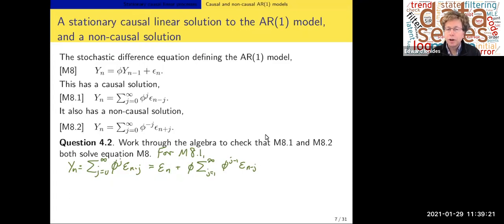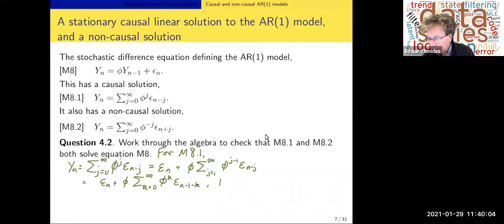And then what I can do for this sum here, I can rewrite it as a sum from 0 to infinity rather than a sum from 1 to infinity. And that gives me epsilon n plus phi times this. Maybe I should change the letter just to make it clear. k is 0 to infinity of phi to the k epsilon n minus 1 minus k. This is formally putting k equals j minus 1.